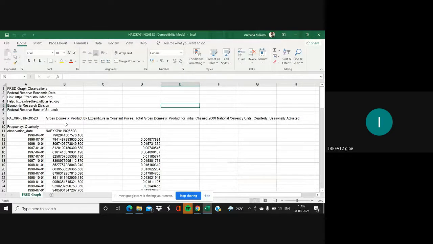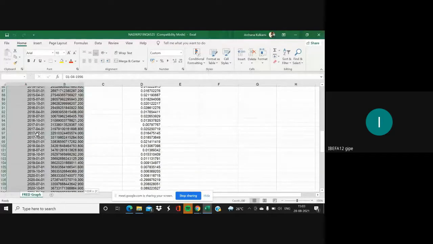This is another data set. You can see that this is GDP by expenditure for India, and this has been seasonally adjusted. This was what I was talking about. In some cases, you'll find that the data is already seasonally adjusted. In others, you'll have to make the adjustment yourself. This is quarterly data from 96 to, I think, the latest data. So let's just plot this and see.